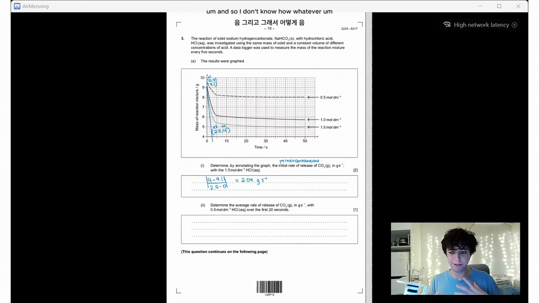And so I don't know how, whatever. I'm going to assume that they were lenient on this because small differences in estimations result in pretty decent shifts in this slope.